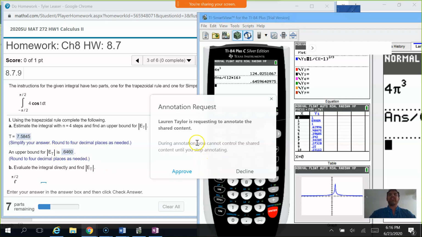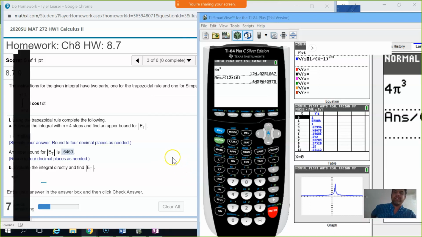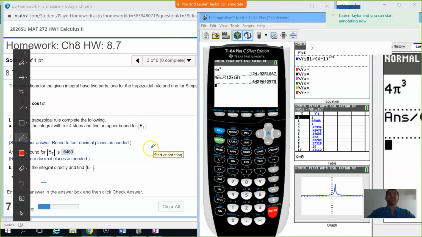Requesting to annotate the shared content. I knew you were trouble, Lauren, from the beginning. Let's see what you do. Can you draw my screen now? Because that would be weird.